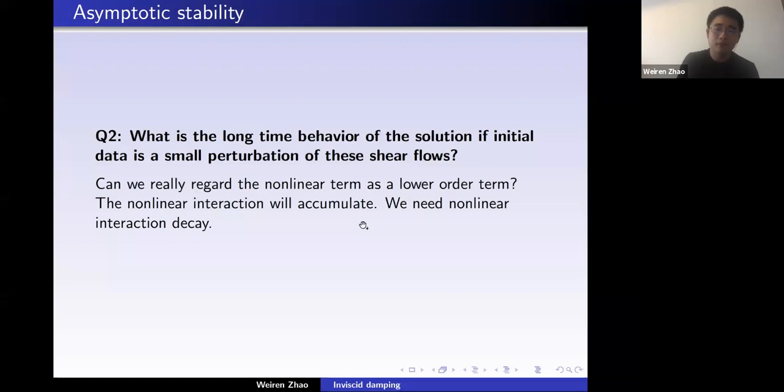Then, if we really want to say that this nonlinear interaction is harmless to the system, and keeps the system behaving like the linear solution, then we need to make sure that the nonlinear interaction decays as time goes to infinity. So this accumulation is bounded. It does not go to infinity. So this is asymptotic stability.